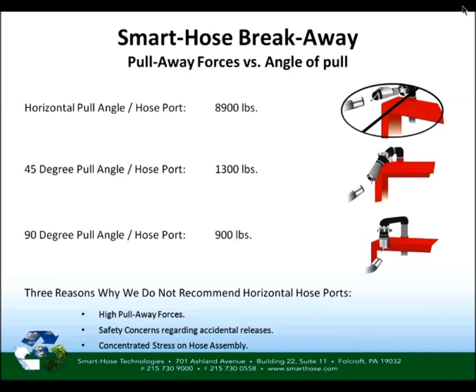And another reason is the concentrated stress that's on the hose itself. When you have a horizontal hose port and these hoses are not in use, the rest of the hose is laying down on the ground, so you have a lot of stress built up on the back of the ferrule. These hoses are usually outside in open air, with the heat and the sun beating down on them, and the rubber gets brittle over time. The ferrule will start digging into the rubber, the top of the hose itself will become brittle, and you'll get cracks in this area of your hose. So those are 3 reasons why we don't recommend horizontal hose ports.